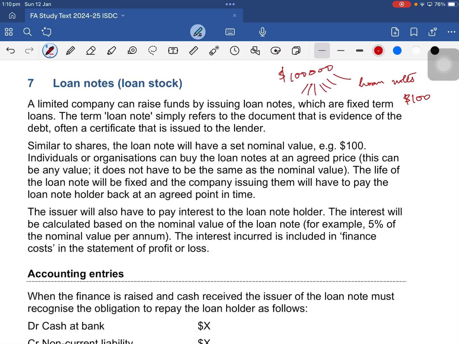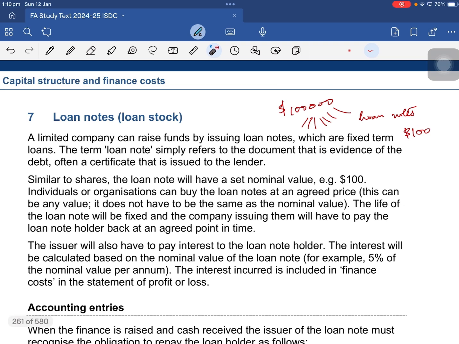Now, the next topic I've already discussed. When you want to raise finance, you borrow from the public. Let's just say you have an amount of 100,000 to be borrowed from the public. Then you divide it into small units, and small units are called loan notes. Clear?